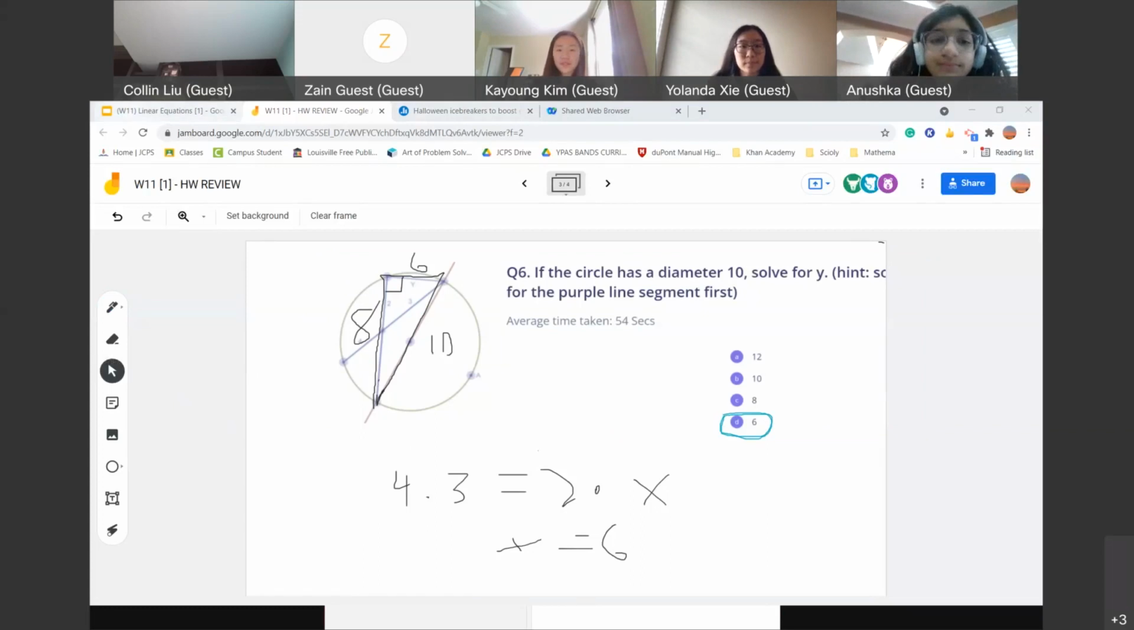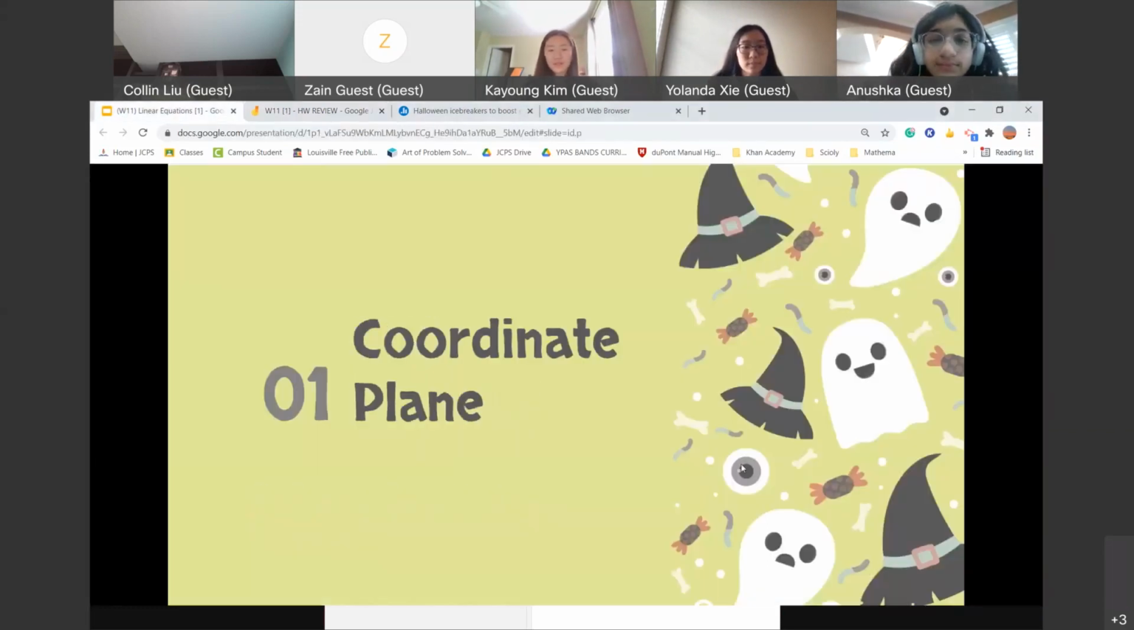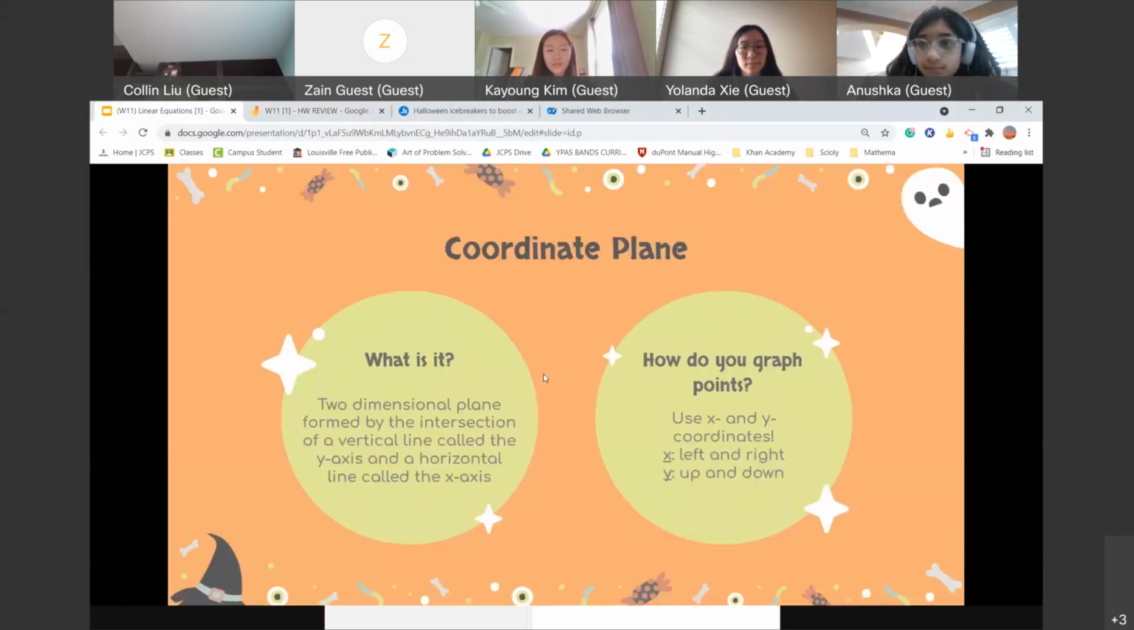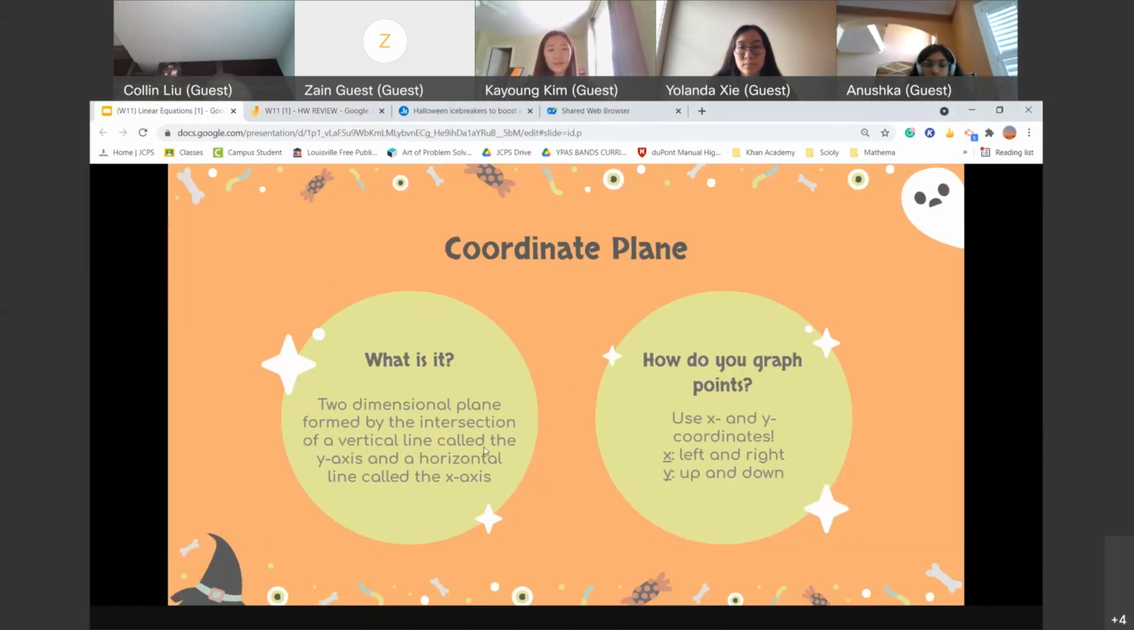Okay, let's move on back to this. So the first thing we're gonna do is the coordinate plane. So what is it? I think you guys probably have heard of this before. Basically, it's a two-dimensional, flat space formed by the intersection of a vertical line called the y-axis and a horizontal line called the x-axis. So it's like the little grid thing you see a lot in geometry.